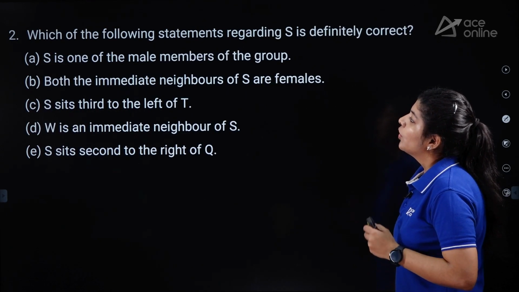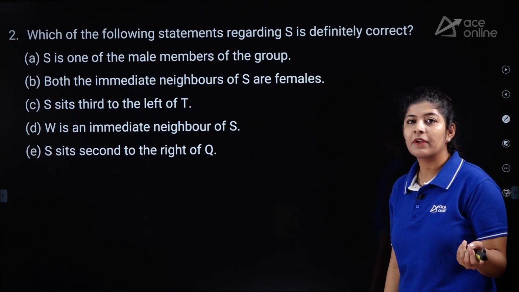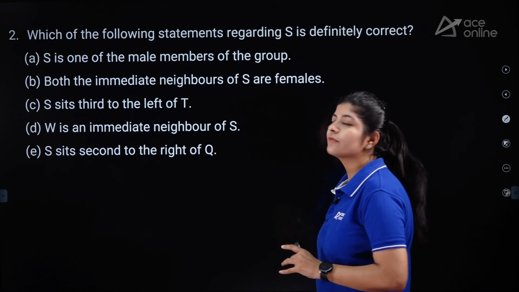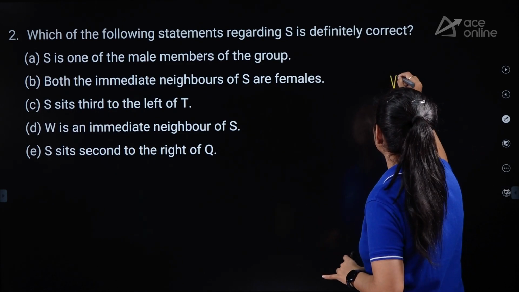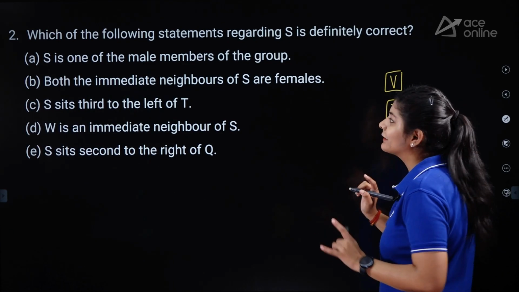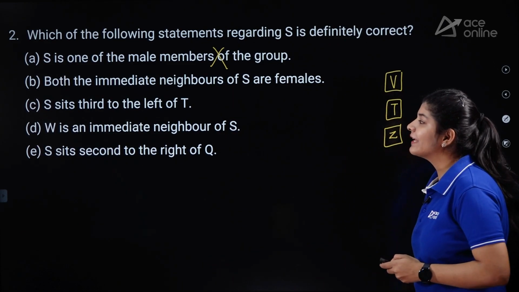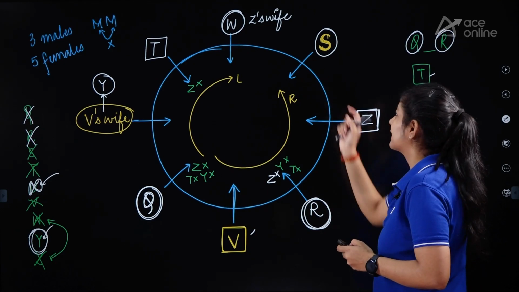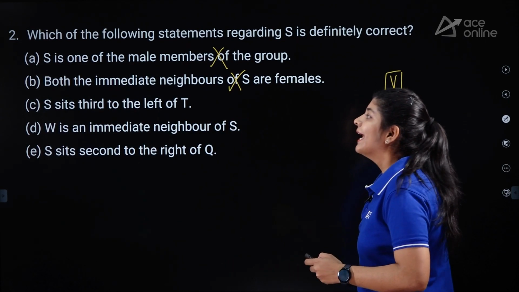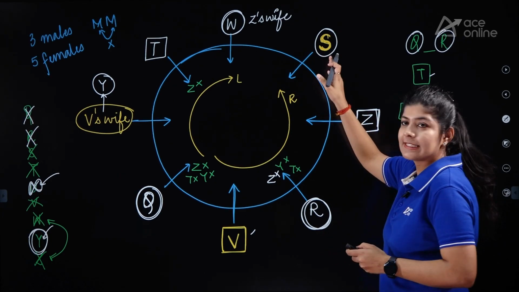Next. Which of the following statements regarding S is definitely correct? What we have to do is determine these statements regarding S. S is one of the male members of the group. No, we know that the males are V, T and Z. These are the three males that we are having, so this is not the correct one. Both immediate neighbors of S are female. That we need to check. No, basically the two immediate neighbors are not both female. One is male and one is female. S sits third to the left of T. I don't think so. No, basically she is second to the left.